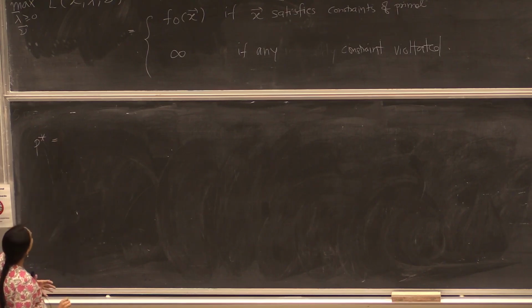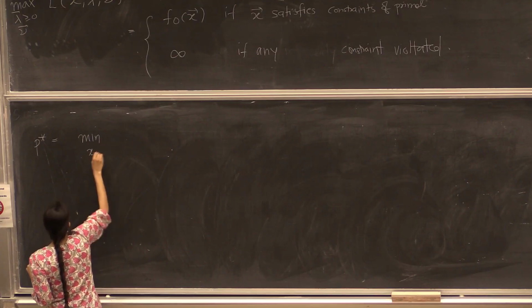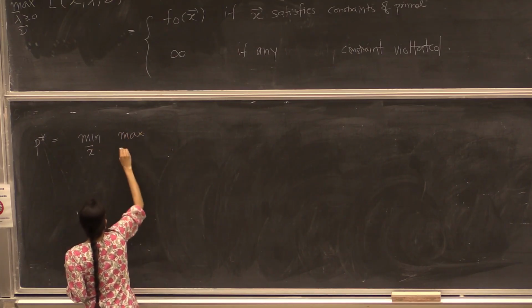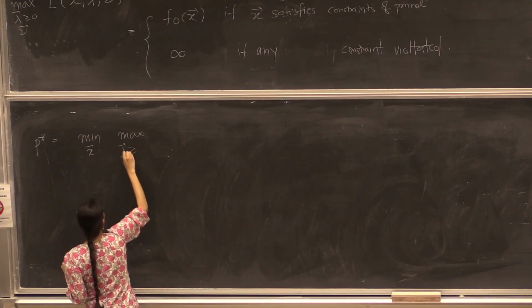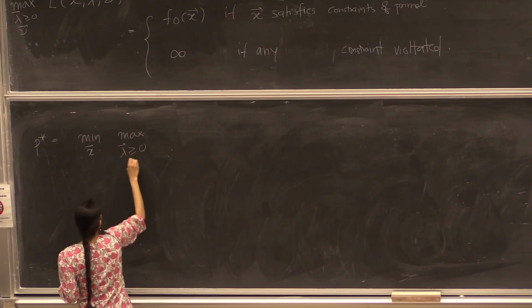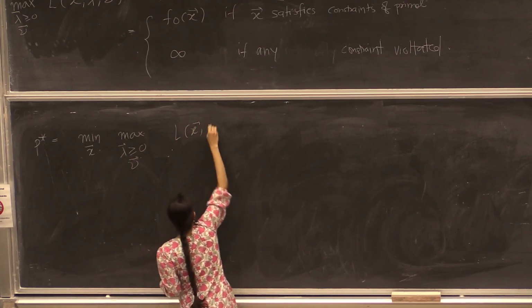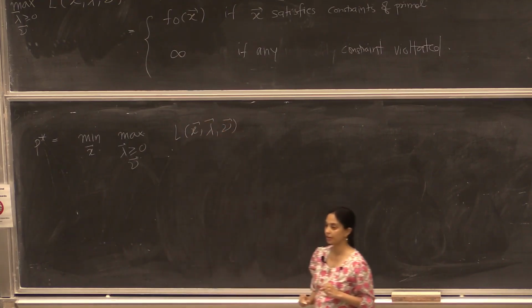So now, can I rewrite my P star as: I'm trying to minimize over x the maximum over lambda greater than 0 and mu of L of x, lambda, and mu.